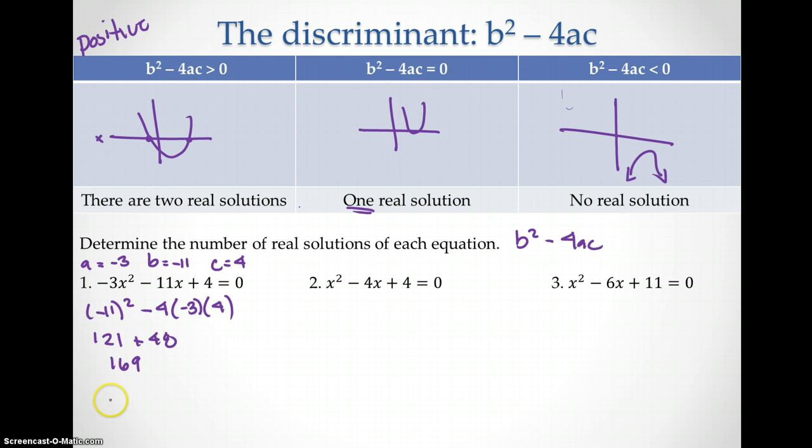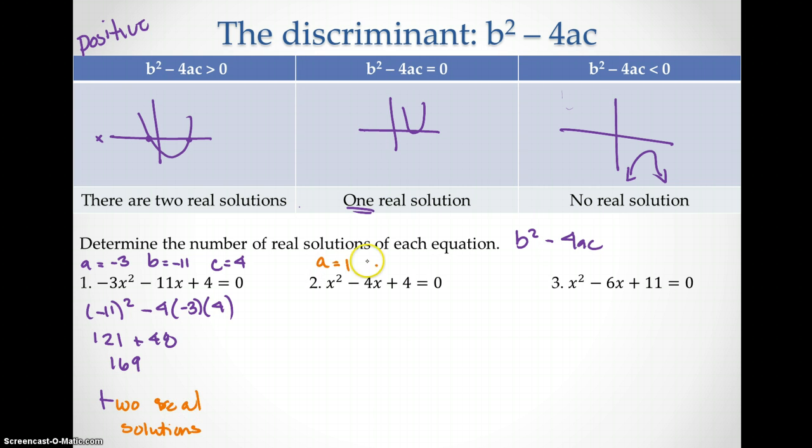Now, this is a plus. It's a positive number, correct? Correct. So if it's positive, then you have 2 real solutions. Positive sign, 2 real solutions. Do the same thing for the next one.